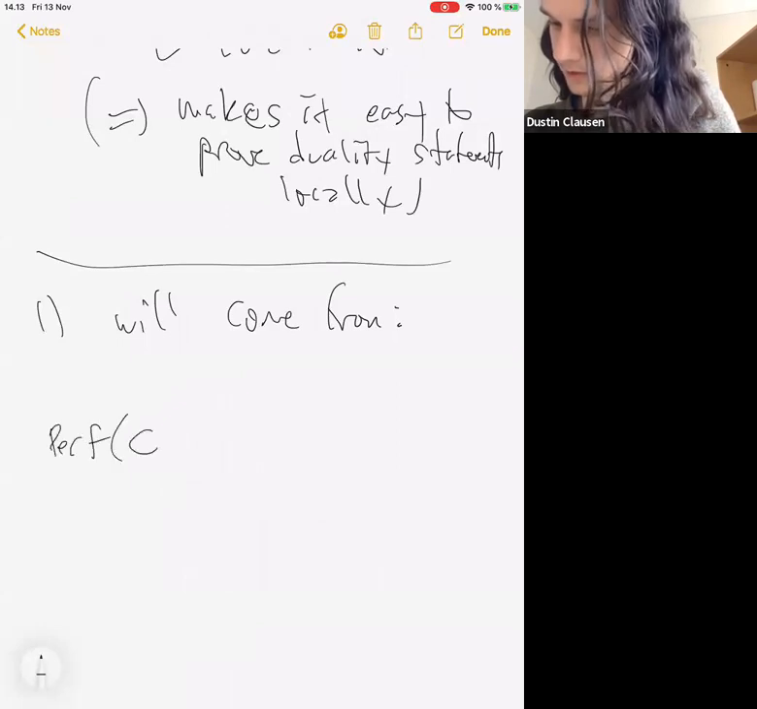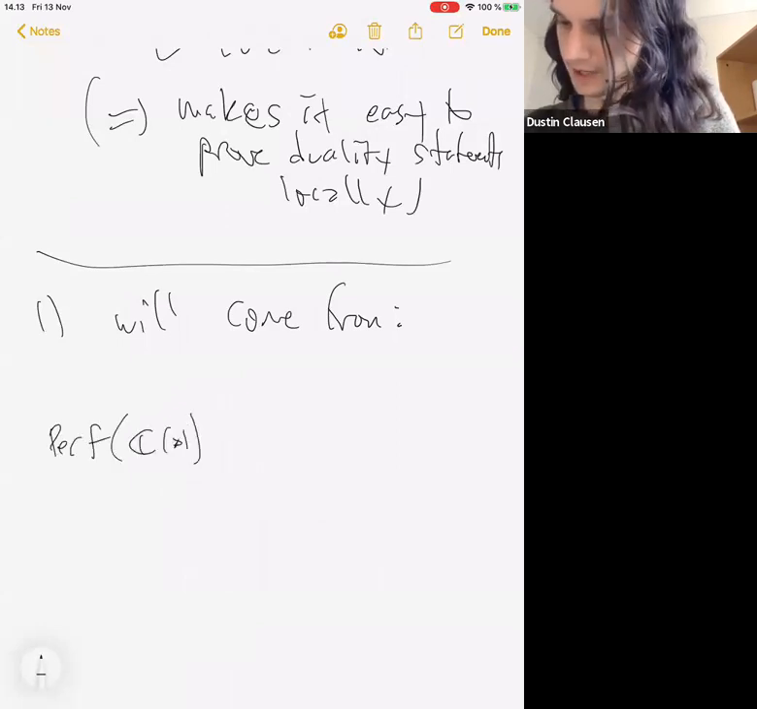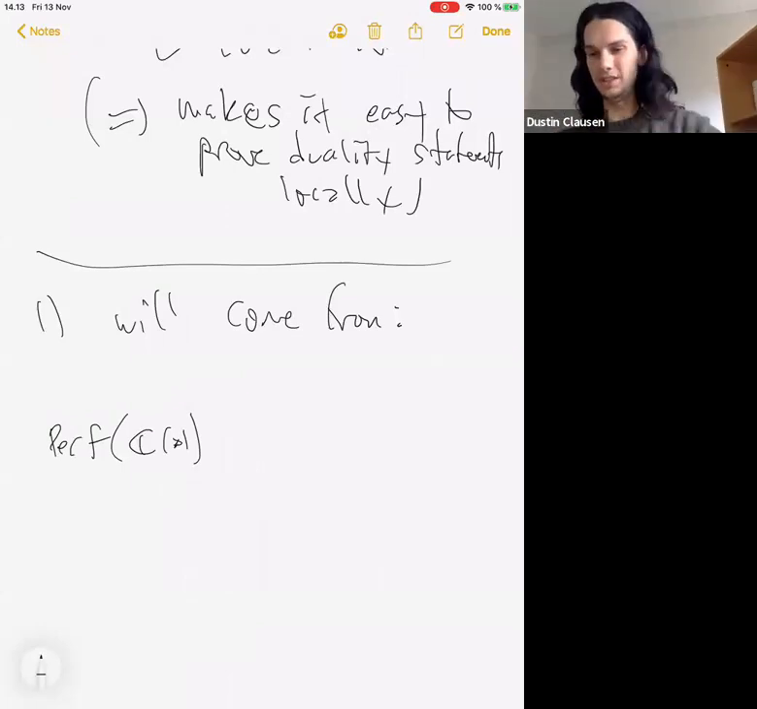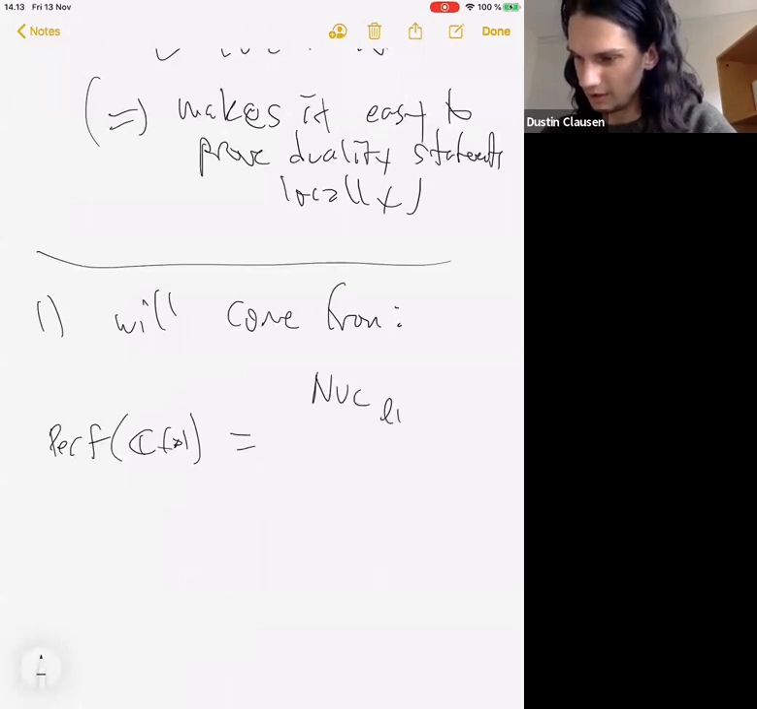Perfect complexes over the complex numbers, and to emphasize that it's purely algebraic, I'll put C evaluated at the base point. So just the underlying discrete ring is the same thing as nuclear liquid modules. I don't need the P really. Intersect compact liquid P modules.